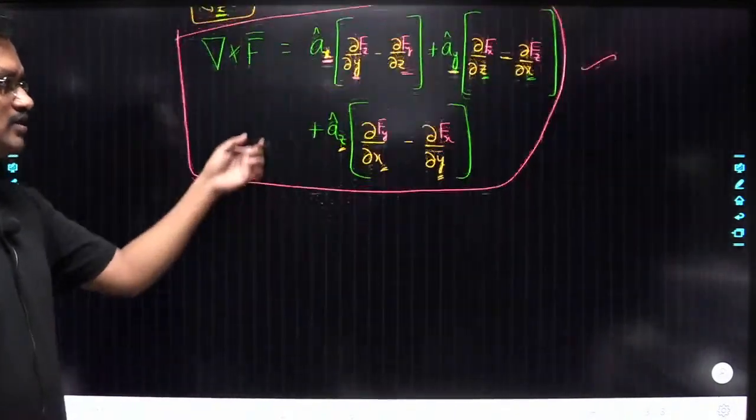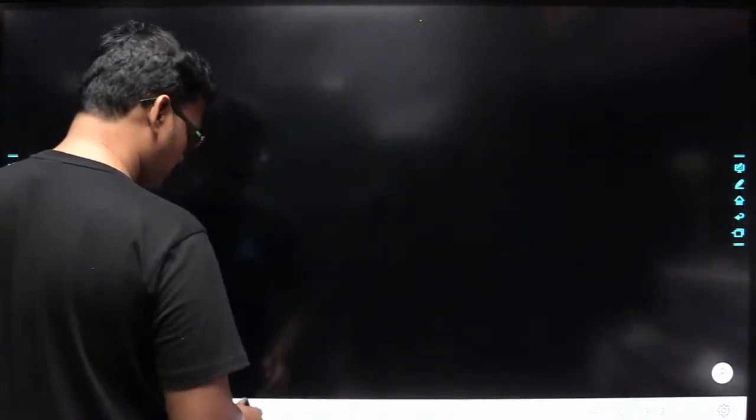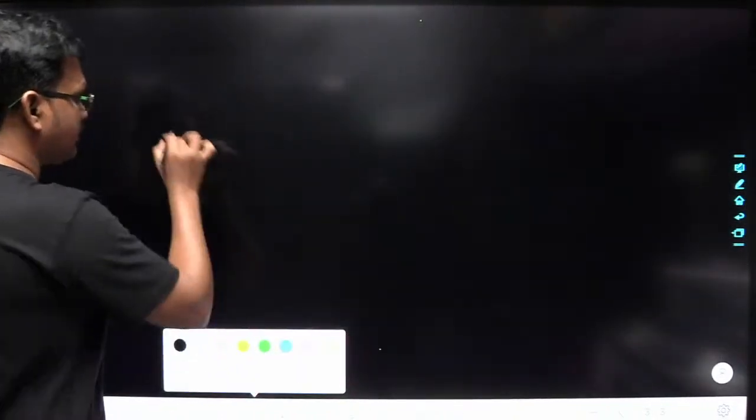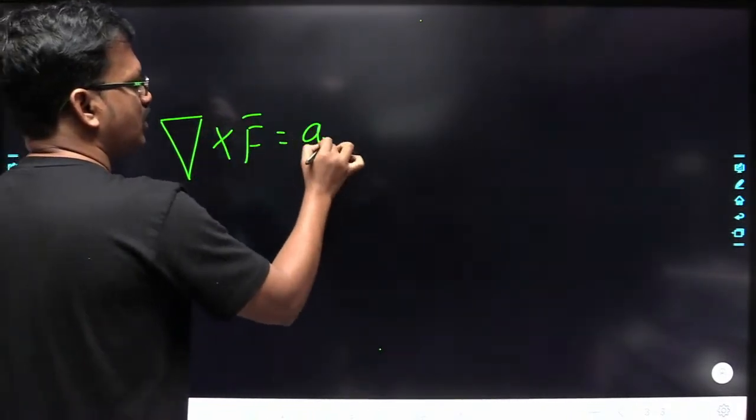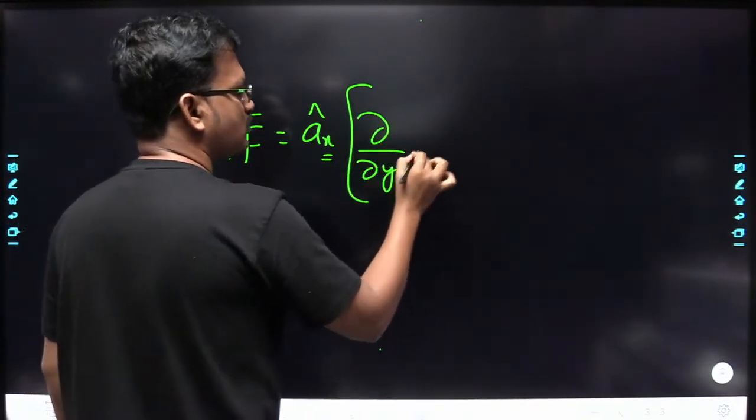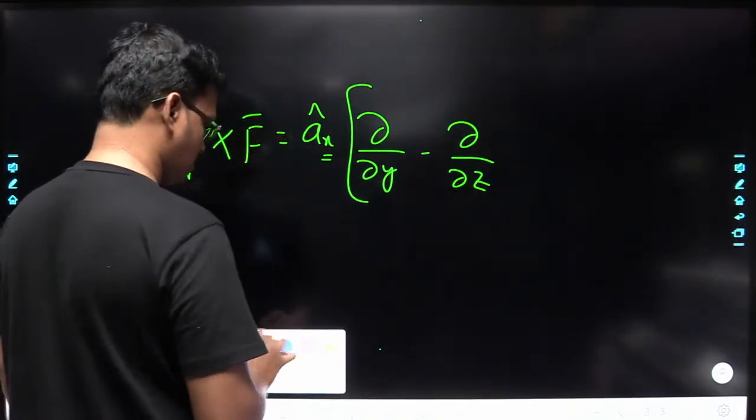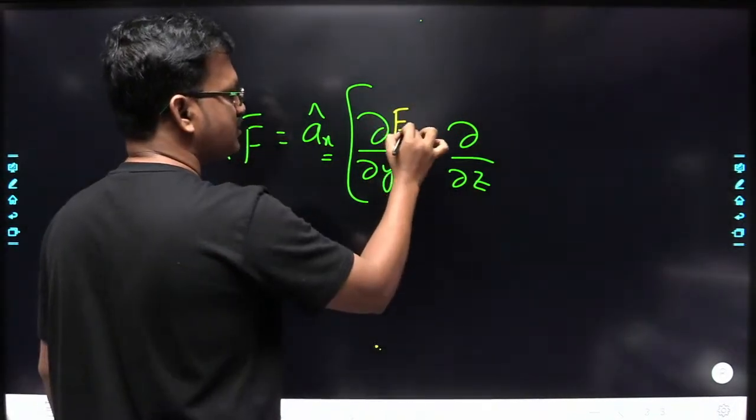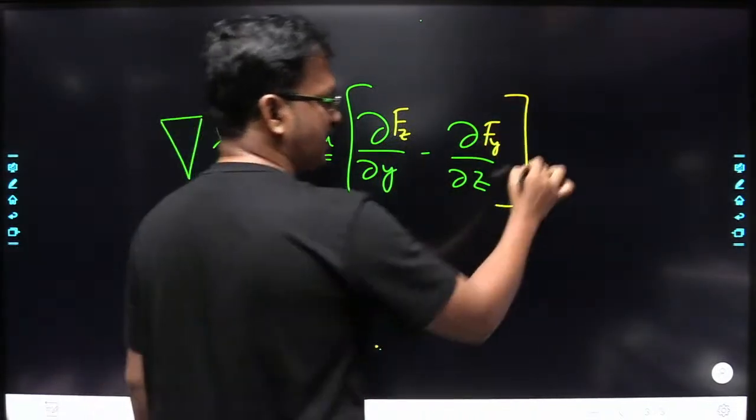Okay. So for practice, finally you can write it fast. See here. So del cross f bar is equal to ax cap. Here you are having x. So differentiate with respect to y and differentiate with respect to z, right? Now here you have to differentiate the z component with respect to y and the y component with respect to z.